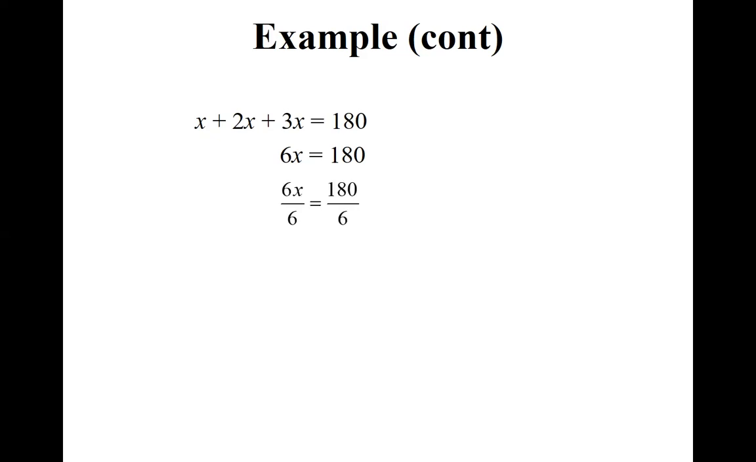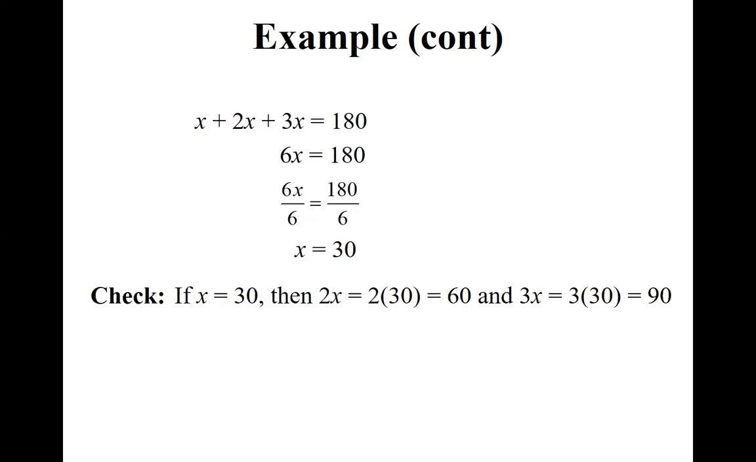The 6 divided by 6 on the left cancel each other out. It doesn't leave us with a 0. It leaves us with a 1, and 1 times x is just x. So we're left with the x on the left. On the right, 180 divided by 6 gives us 30. Now let's check that. 30 plus 60 plus 90. x plus 2x plus 3x. 30 plus 60 is 90. 90 plus 90 is 180. 180 equals 180. That works.